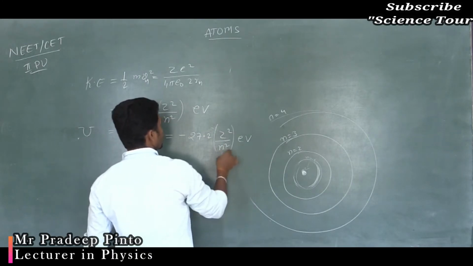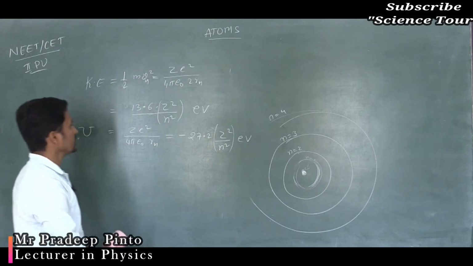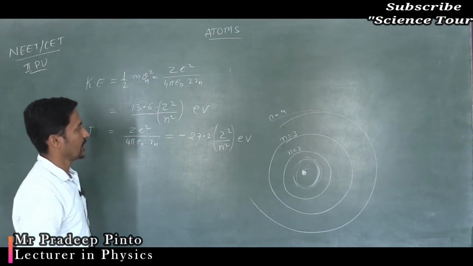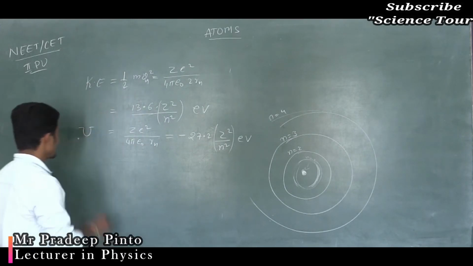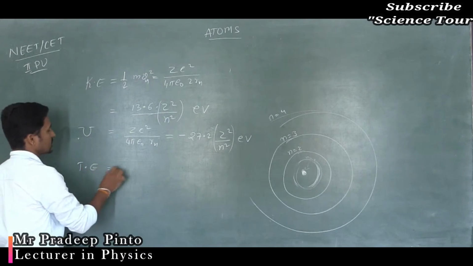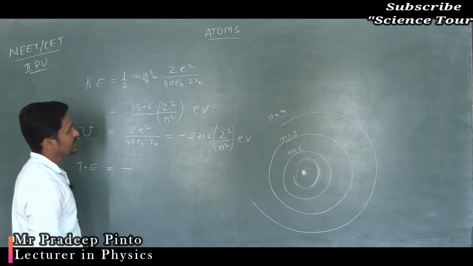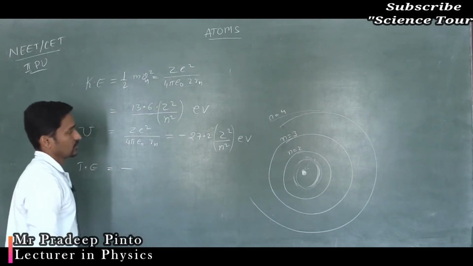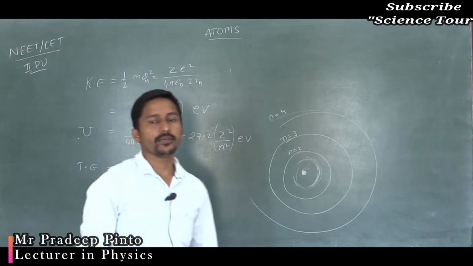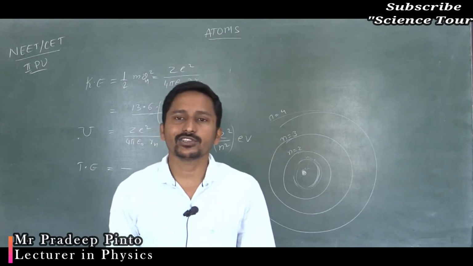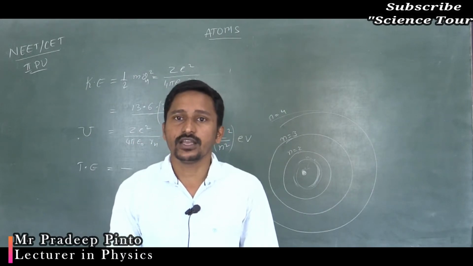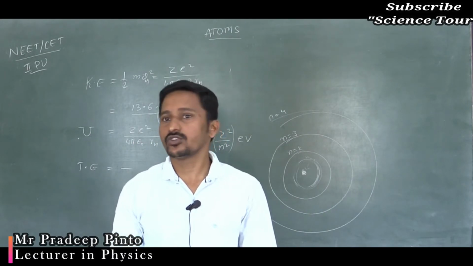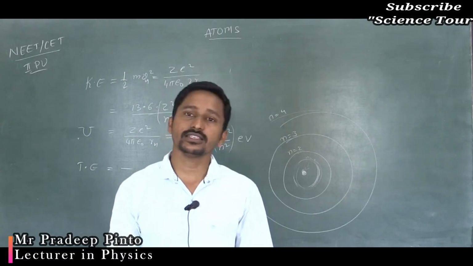This varies for different atoms. And total energy is nothing but the sum of the two. If you add them, total energy is going to become negative. Why? Because the electron is bound to the nucleus, so it has negative energy. It does not have any positive energy with which it can escape.